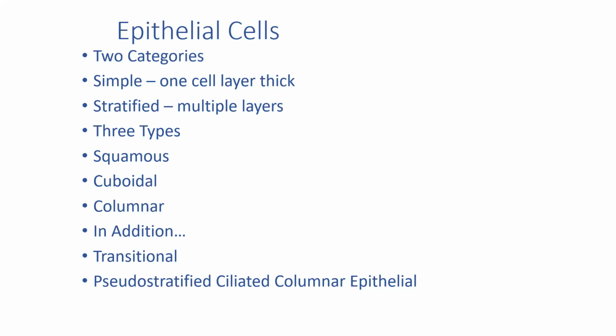We have cuboidal cells. They're called that because they're shaped like a cube. We find them usually only in our kidneys. They form the kidney tubules.